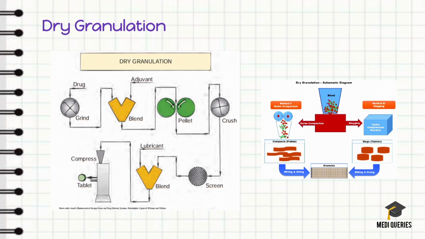Dry granulation is ideal for heat and moisture sensitive drugs like aspirin or antibiotics. It eliminates the need for drying and reduces production time and energy cost. Fewer steps mean reduced risk of material loss or degradation. However, dry granulation requires drugs or excipients with excellent compressibility. The granules produced may be less uniform compared to wet granulation.